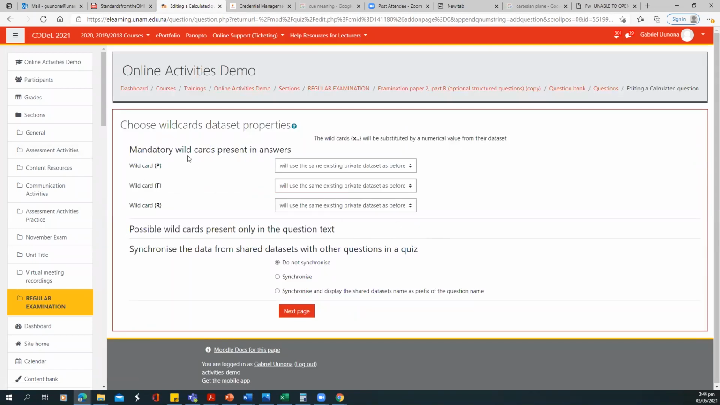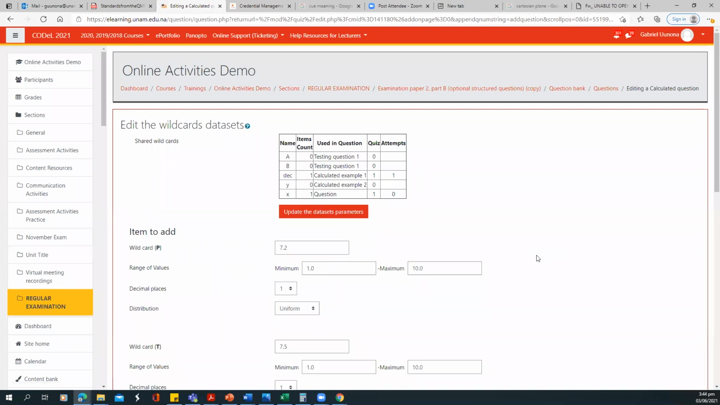In the next page, the system will indicate that it recognizes, because everything put in a curly bracket is recognized as a variable or as a wildcard. So you have 3 of them here. And you have the option to say you want to use an existing data set, or the one that you used earlier, or you want to use a new one. So it doesn't really matter in this case, but for synchronization, okay, even synchronization won't matter. So I go to the next page.